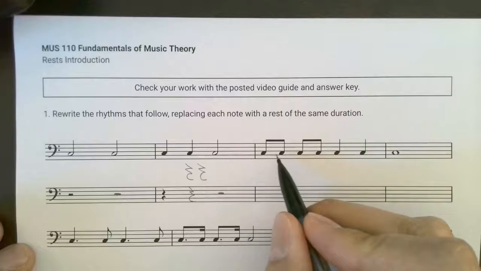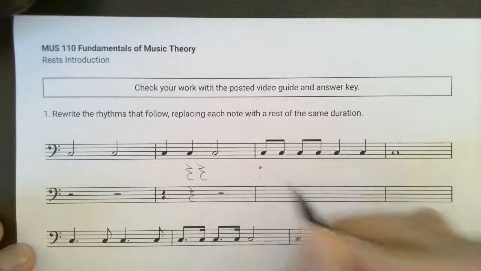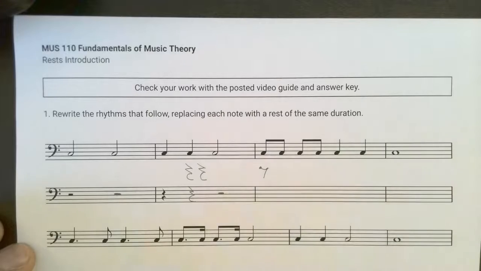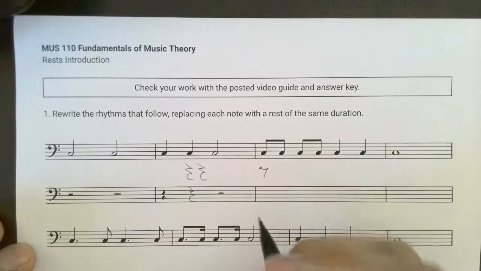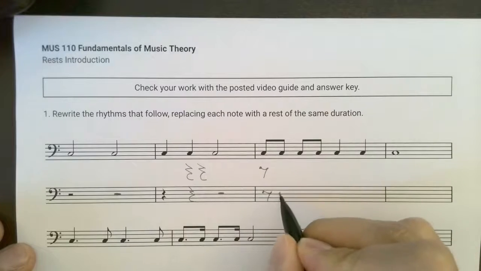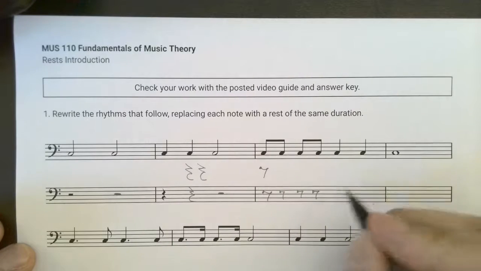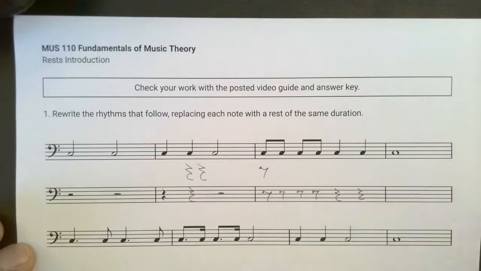These are eighth notes, so the eighth rest looks like this. You start with a dot and a little curve, and then it almost looks like a number 7. You can just put that in the middle of the staff. And then another two quarter rests.